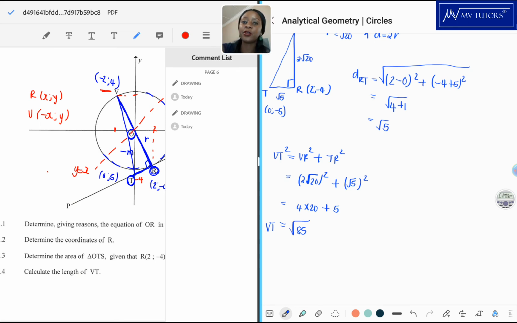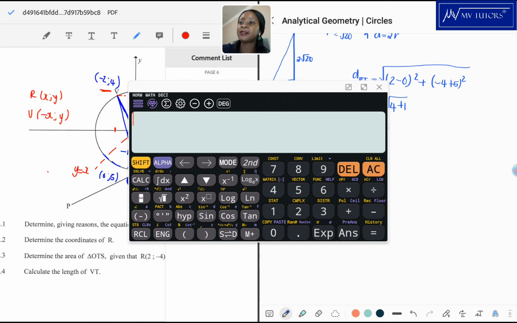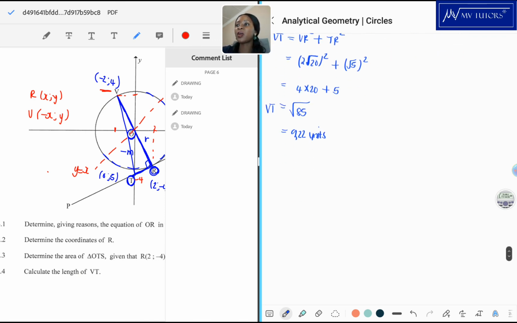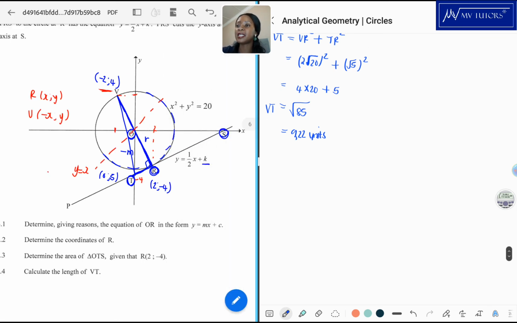Okay, and if we check on the calculator what root 85 is, because they didn't tell us to leave it in surd form, that's actually going to be 9.22 units. Okay, otherwise, another way of solving VT, like I said there, you could have used the distance formula.